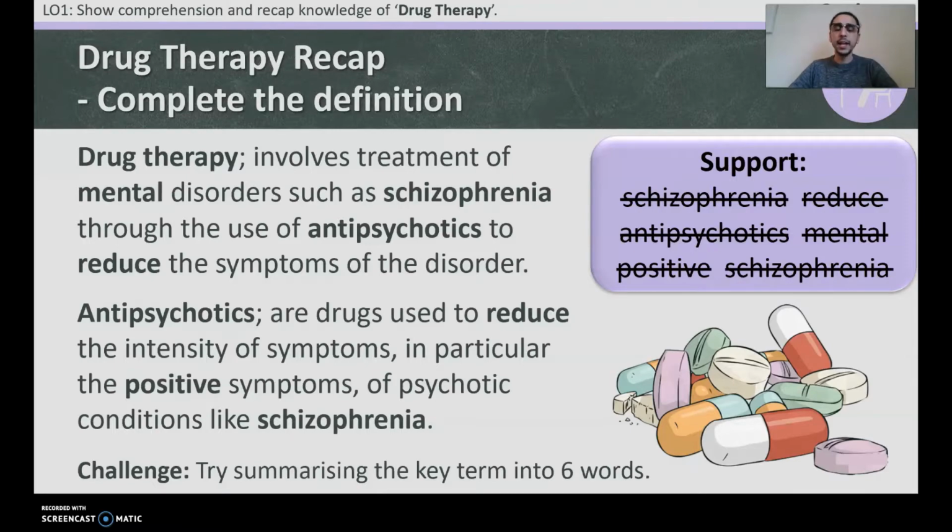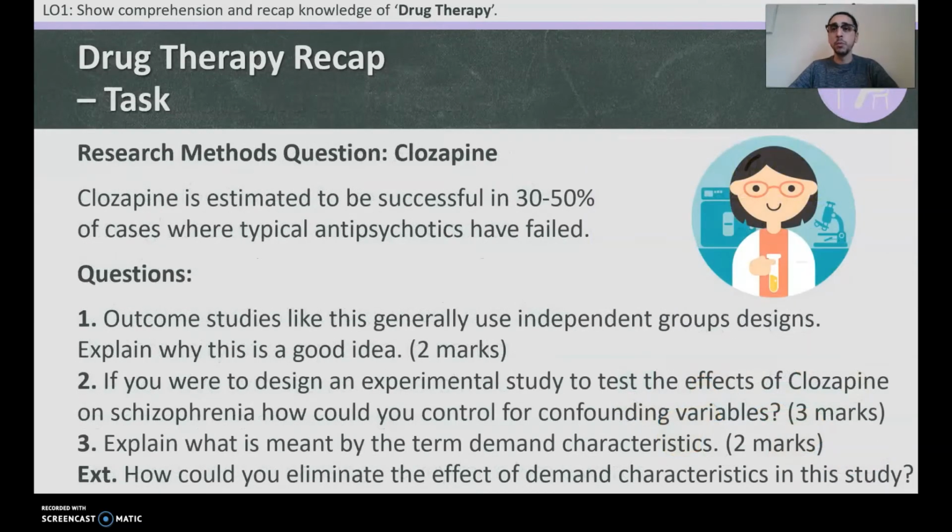Drug therapy and antipsychotics. And as we know from last lesson, there are 2 types of antipsychotics. What are they? Typical and atypical. Nice one. Right, here we go. Research methods. Clozapine is estimated to be successful in 30 to 50% of cases where typical antipsychotics have failed. Okay, good. Question.